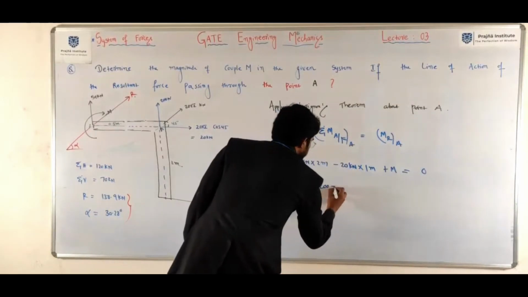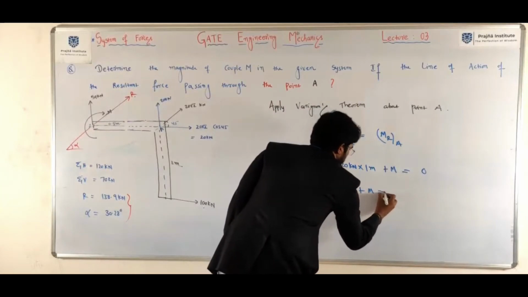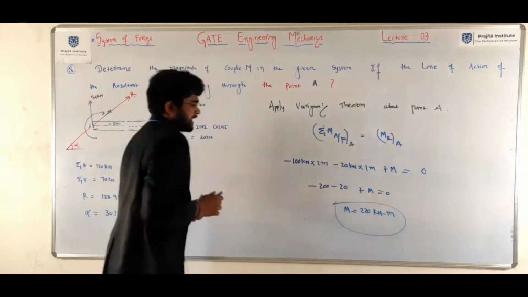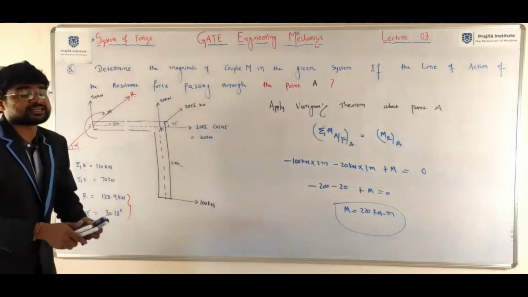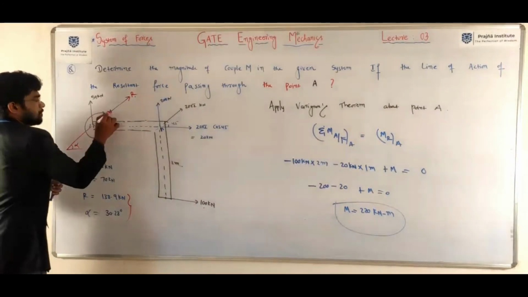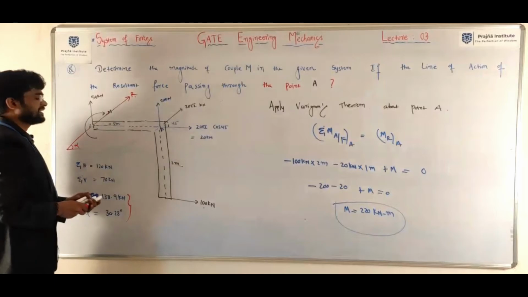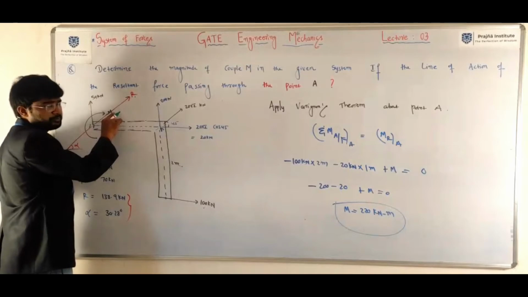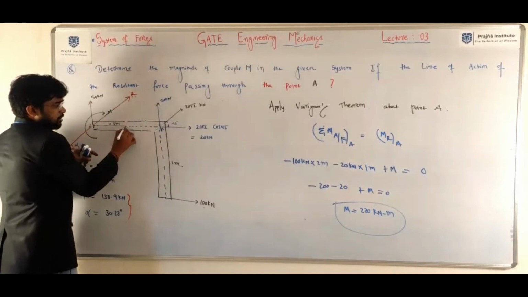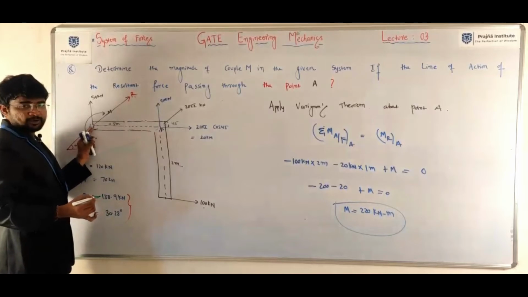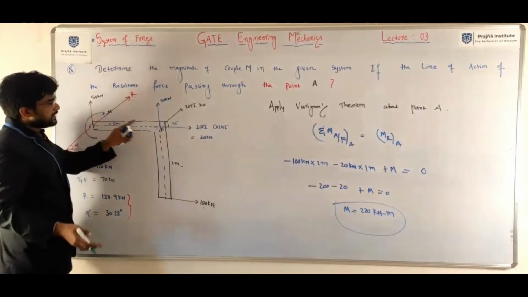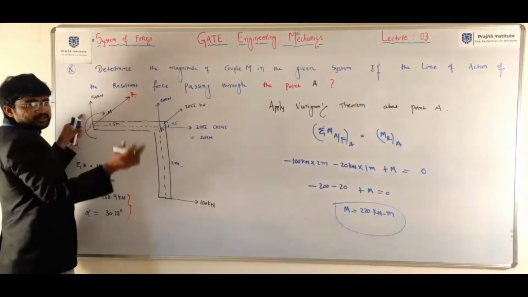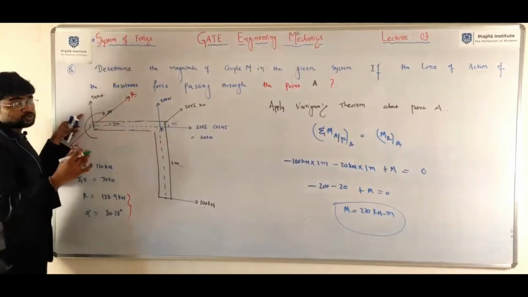Now, here it is 200 minus 20 plus M equal to 0. M is equal to 220 kilonewton meter. Okay, so how is the line of action of the resultant force changing? See here, it changes with the magnitude of the couple which is acting at point A. If I keep M equal to 185 kilonewton meter, the line of action is passing through the midpoint of the member AB. If I keep 150, it is passing through the point B. If I keep 220, the line of action of the resultant force passes through the point A.